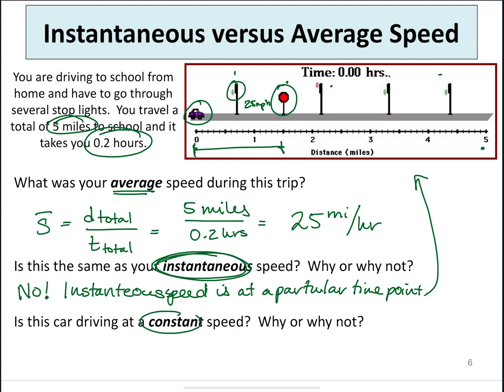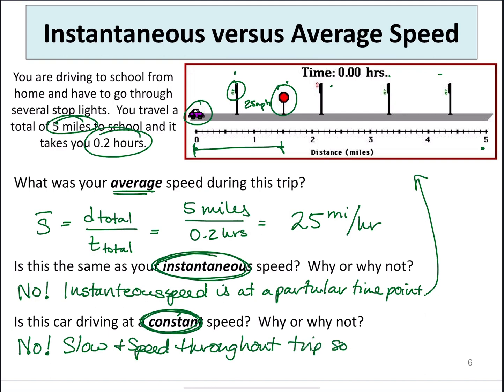The next question is, is the car driving at a constant speed? Well, if you look at the trip, we've got stoplights, stop signs, and so we've got to be speeding up and slowing down throughout the trip. So we can't have a constant speed because that would tell me it was the same value throughout the trip. So the answer here is also no. We're going to slow down and speed up throughout the trip, which means our speed is changing. So we're going to have changing speed.